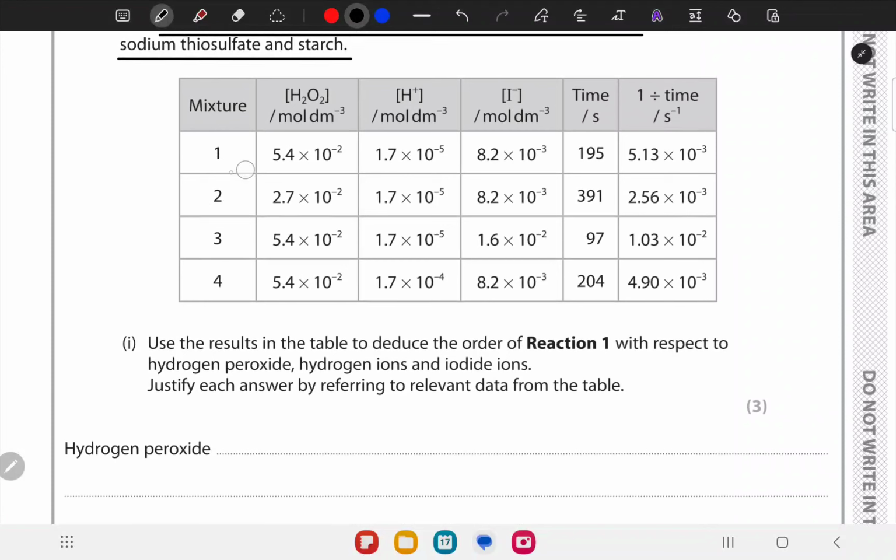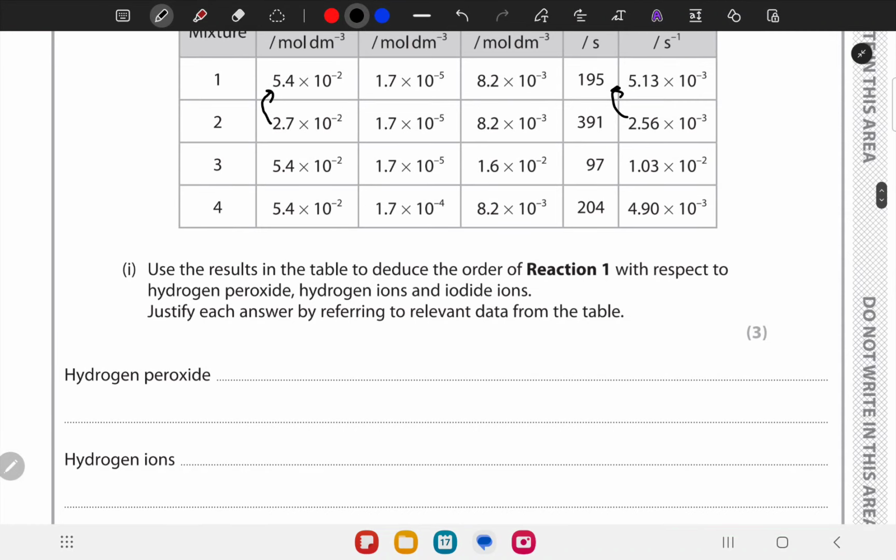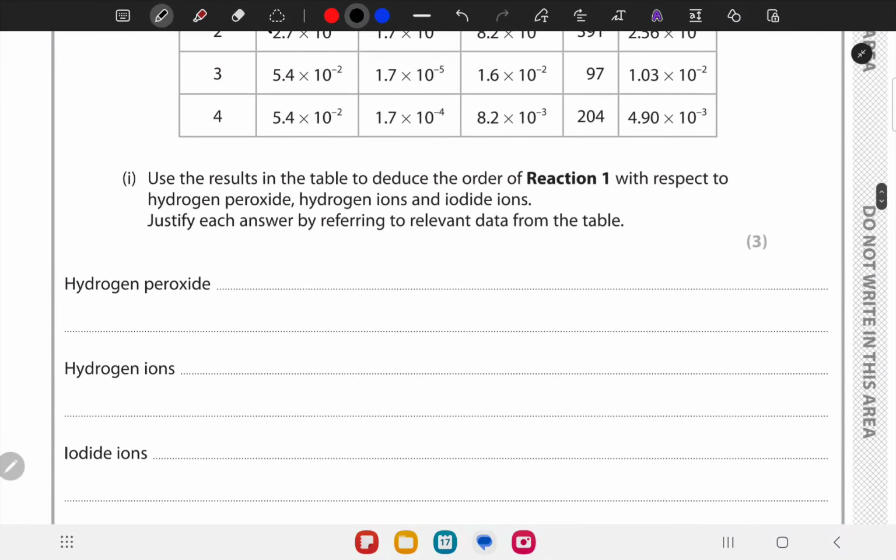Between mixture 1 and 2, the hydrogen peroxide concentration is halved. The other concentrations are kept the same, and the rate of the reaction also halves over here. So 5.13 by 2.56 is 2. So the rate also halves. Or if we consider the flip side, if we go from reaction 2 to 1, if we double the concentration of hydrogen peroxide and keep everything else the same, the rate of reaction doubles. So the order of reaction with respect to hydrogen peroxide will be 1.